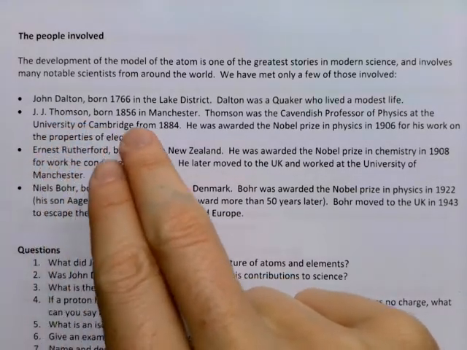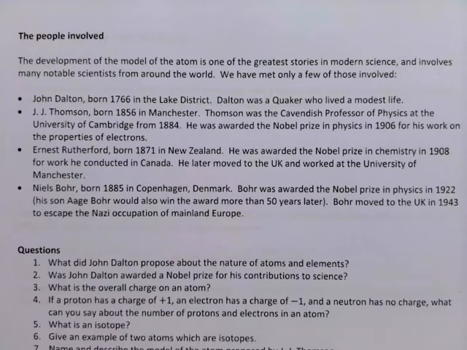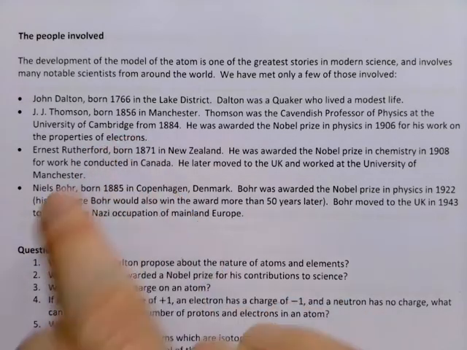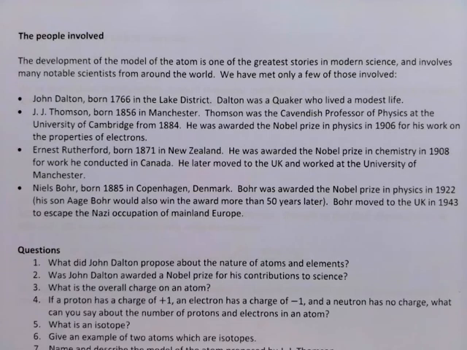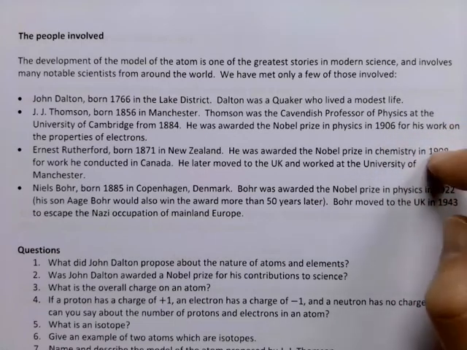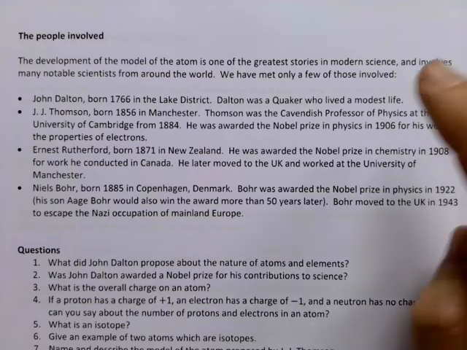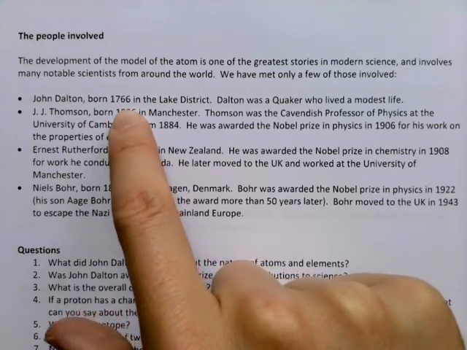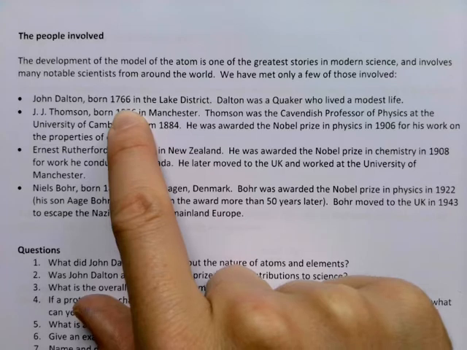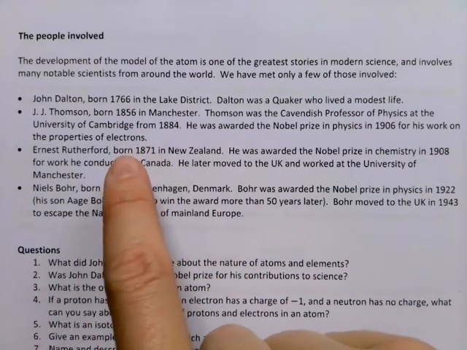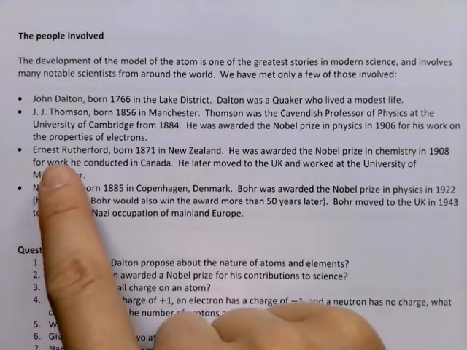J.J. Thomson was born in Manchester, so also a northerner. He was professor of physics at Cambridge from the age of about 30, and he won the Nobel Prize in Physics in 1906 for his work on the properties of electrons. All right, John Dalton didn't get a Nobel Prize. You know, maybe he would have done, but the Nobel Prizes didn't start being awarded until about 1900. All right, so he was a little bit too early.